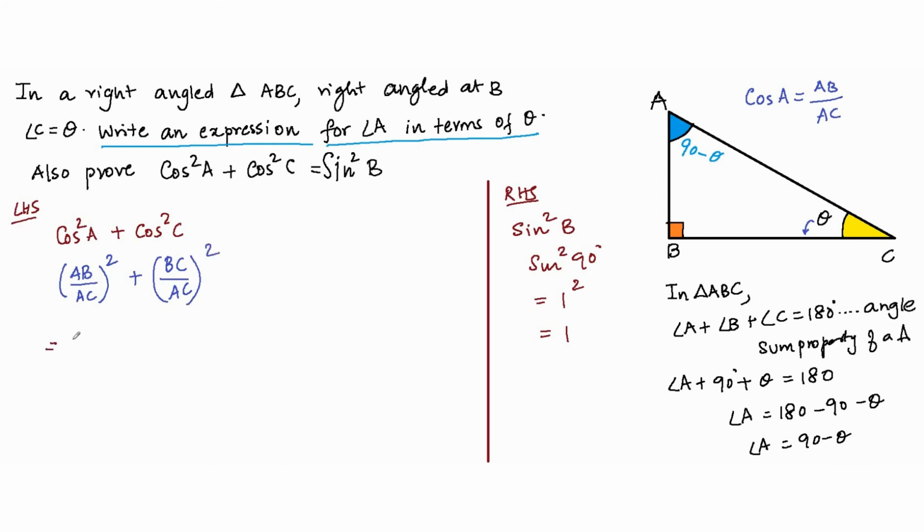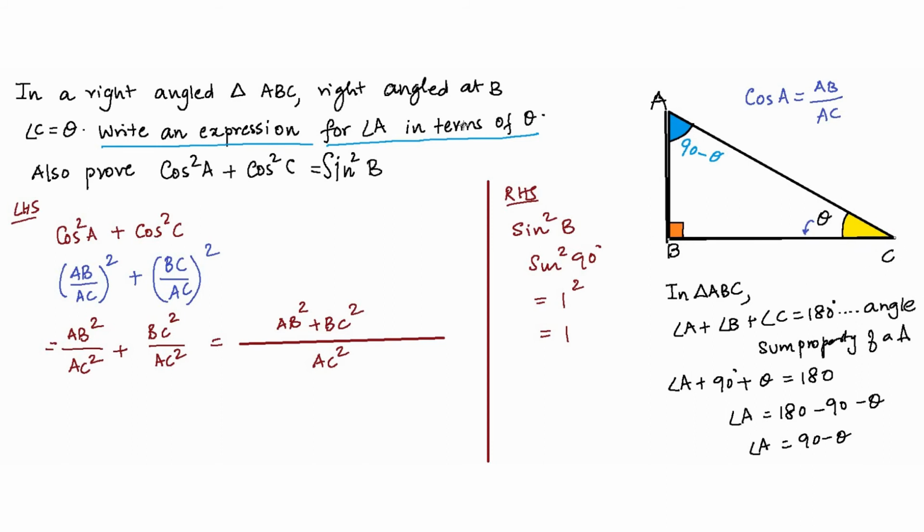So therefore on expansion, opening up the brackets, this becomes AB square upon AC square plus BC square upon AC square. And now the LCM is basically AC square, and the numerator is going to be AB square plus BC square. Now think about it. What is AB square plus BC square?